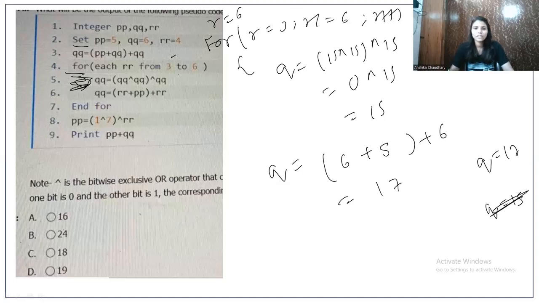Alright. Now the control will again go here and it will increment the count of R. So R will become 7. Whether 7 is less than equals to 6, so the condition is false. This time we will come out of the for loop.